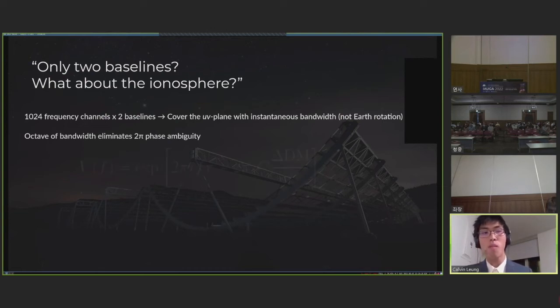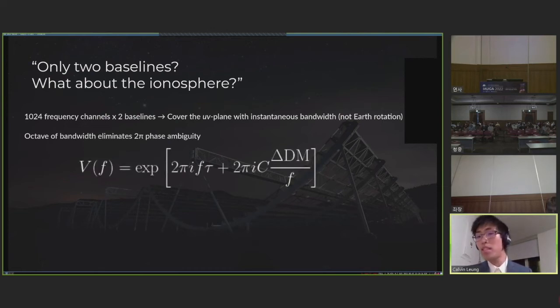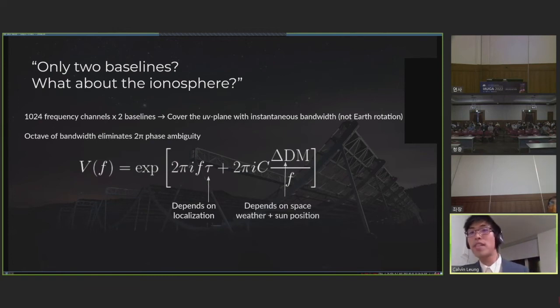Essentially, what we do is we can't image since we just have 2 baselines, but we certainly can fit a 4-parameter model. The 4-parameter model sort of goes like this. The phase of your visibilities, I've written here, consists of a piece corresponding to the localization, 2 pi i frequency times essentially the time of flight delay between the 2 stations, and also a piece that depends on the relative thickness of the ionosphere between your 2 stations. This is sort of the total electron content, the slant TEC. I like to think of it as a delta DM because it's a time delay as a function of frequency.